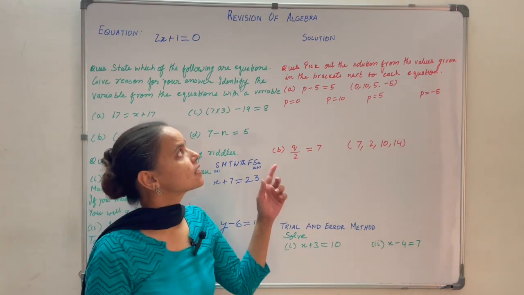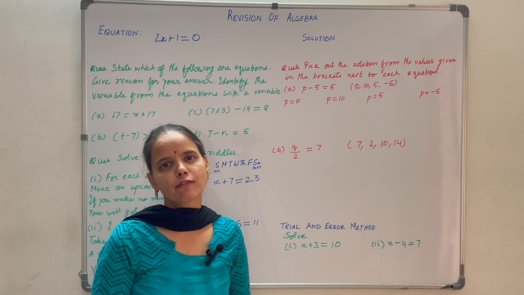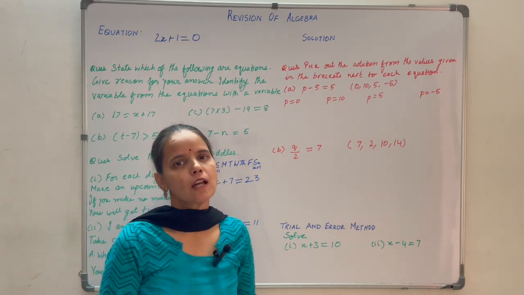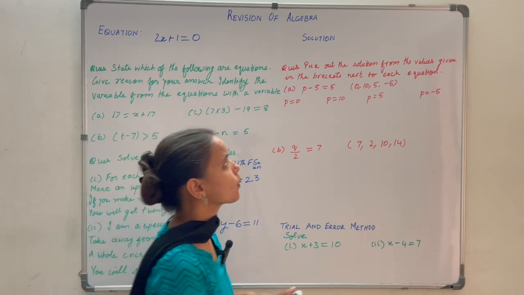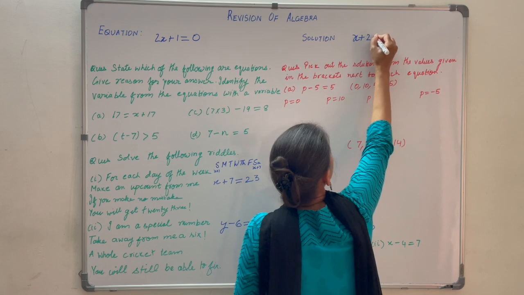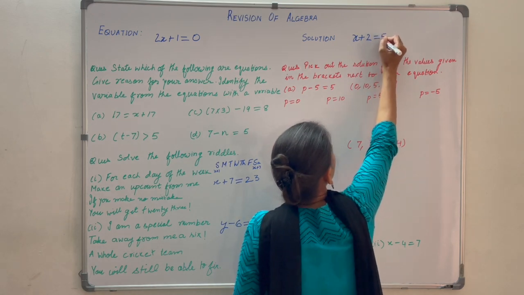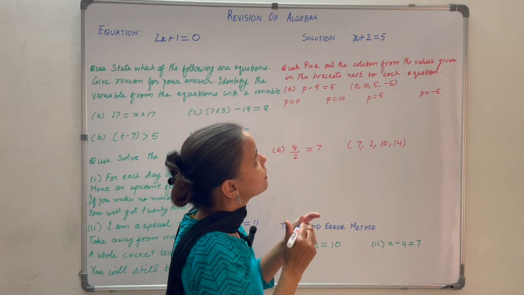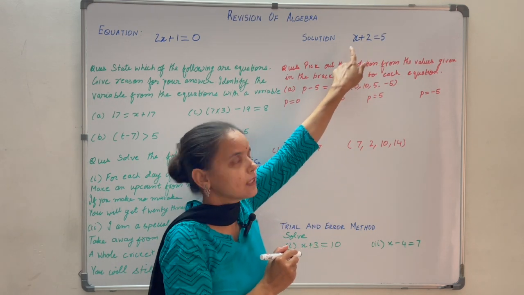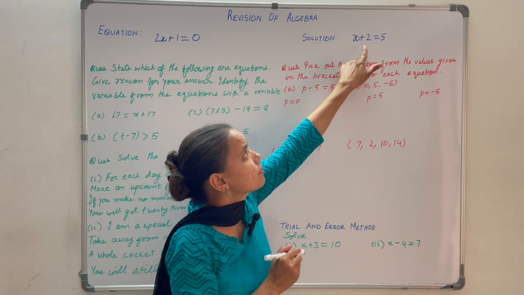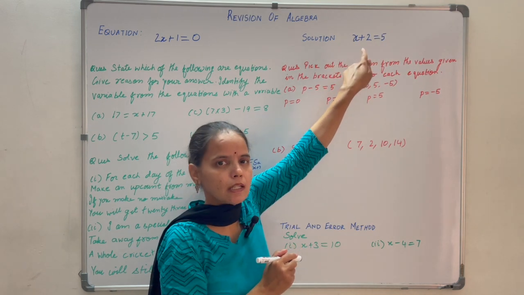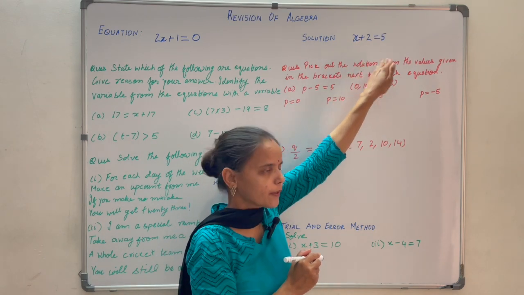Now let us discuss solution. The value of the variable that satisfies the equation is called the solution of the equation. Let us take one equation here, say x plus 2 equals 5. So what is the value of the variable you can put so that the equation is satisfied? You can clearly see 3. 3 plus 2 gives you 5. So x equals 3 is the solution for this equation.